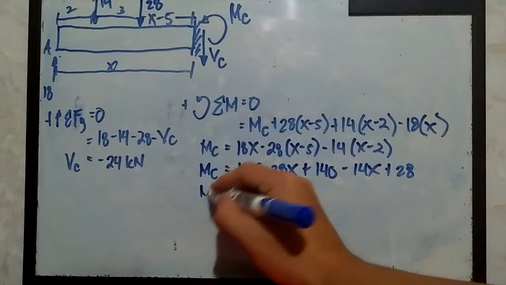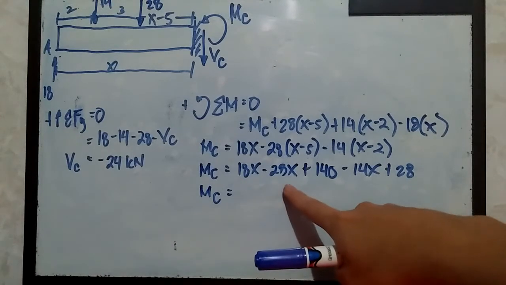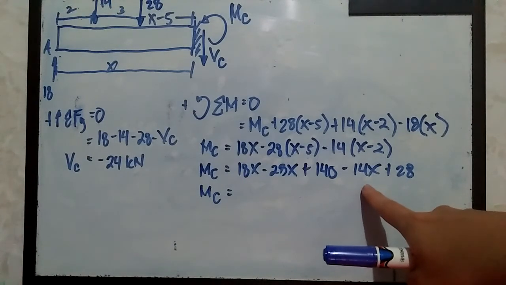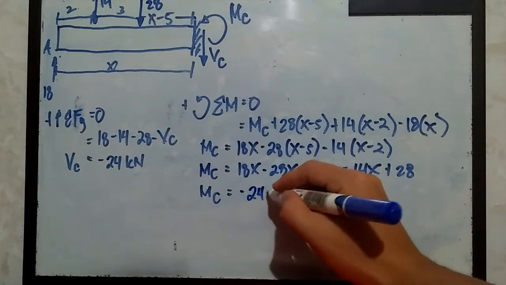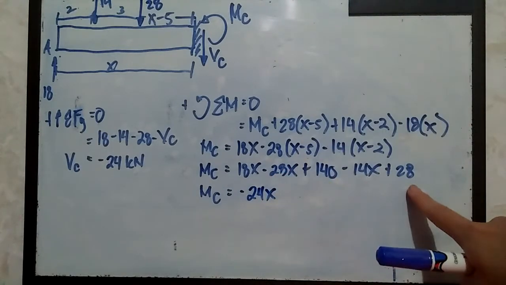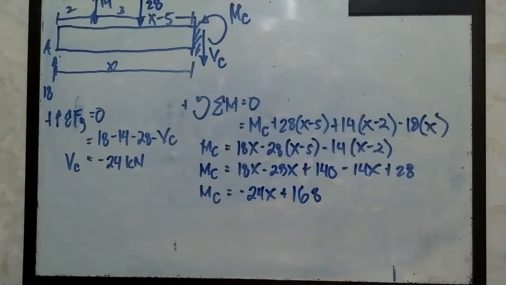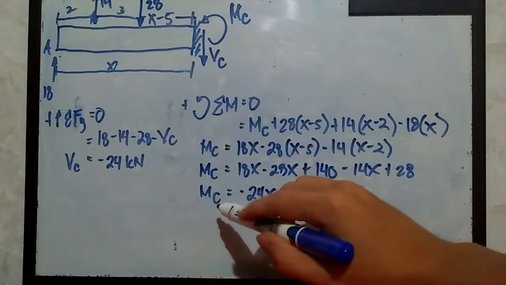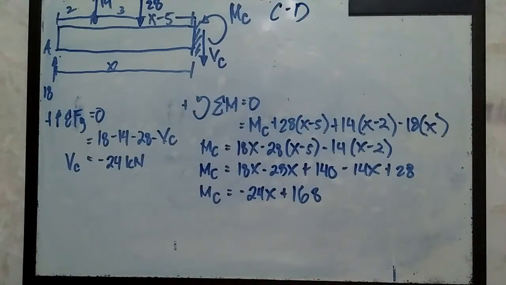Then further simplification, M sub C equals 18x minus 28x, and then we have negative 14x. So that should be negative 24x. Then we have 140 plus 28, so positive 168. So this is now the bending moment formula for section C-D. After this point, we just need to use some substitution.